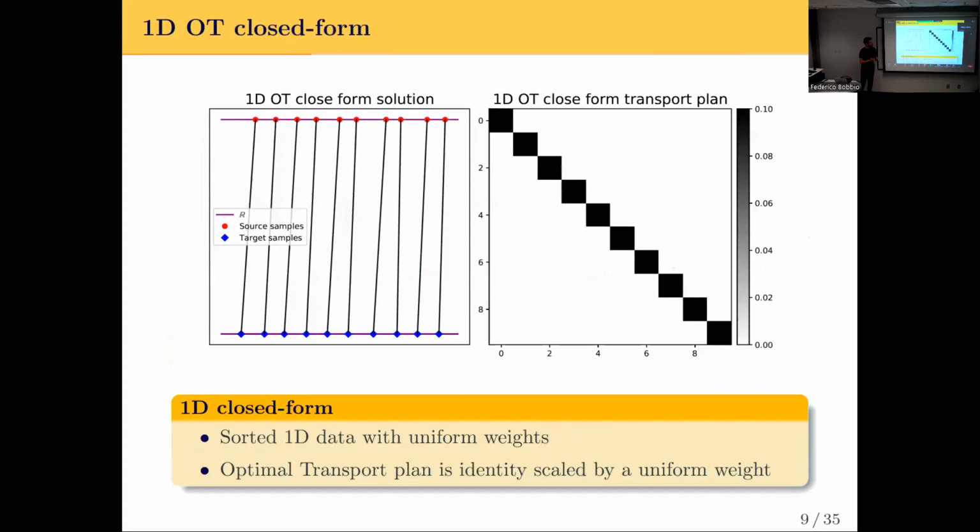I will quickly talk about the case where I have data which lie in 1D. So I consider two probability distributions in 1D, and I sort them. I also suppose that they are uniform. And so in this case, as they are sorted, the optimal transport plan is the identity plan scaled by a uniform weight. So this is a case for uniform weights only.